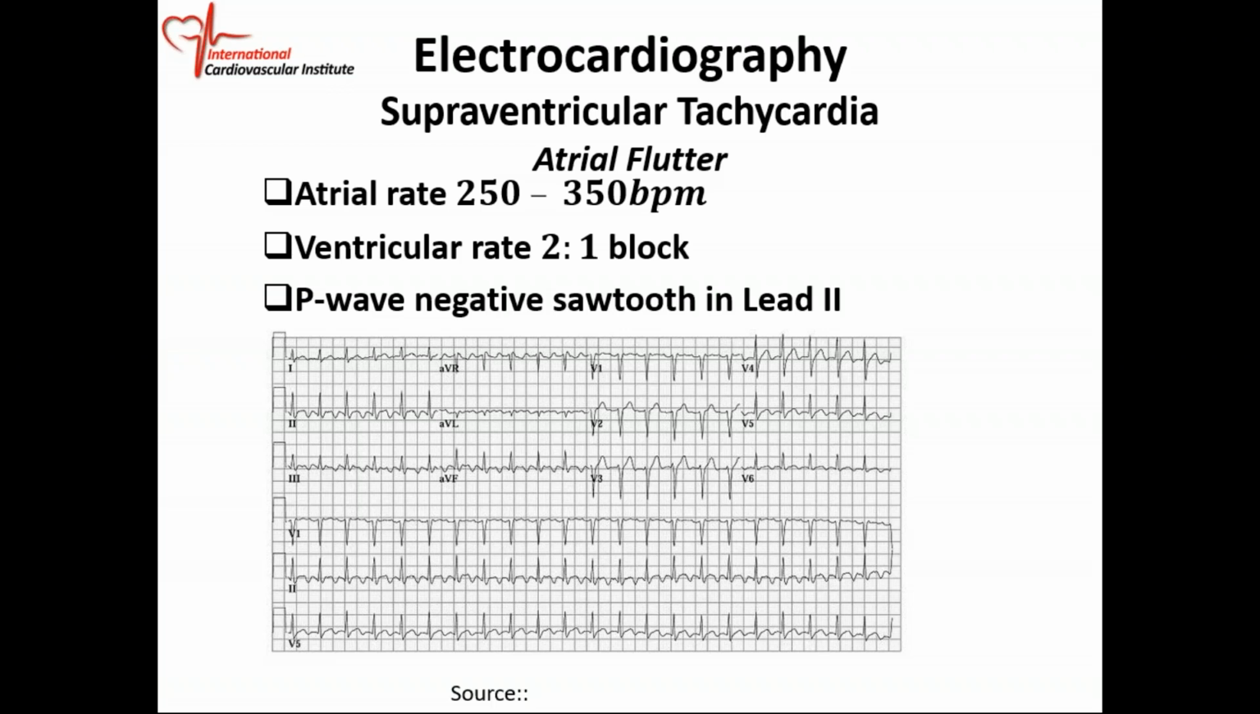That is, the AV node is blocking, it allows only 1 out of every 2 beats to be transmitted. It blocks every other beat. So if the atrial rate is, say, 300 for argument's sake, the ventricular rate is going to be 150. And if you look here, from R to R is about two big blocks. So the ventricular rate, which is R to R, is about 150, the number of big blocks separating it. Whereas the atrial rate, P to P, is about 300, roughly. So this is atrial flutter with 2-to-1 AV block.